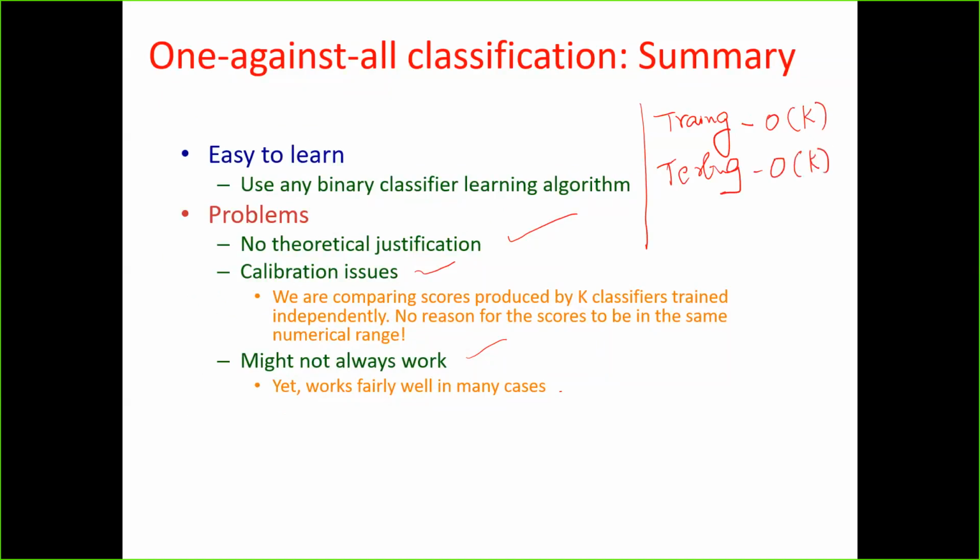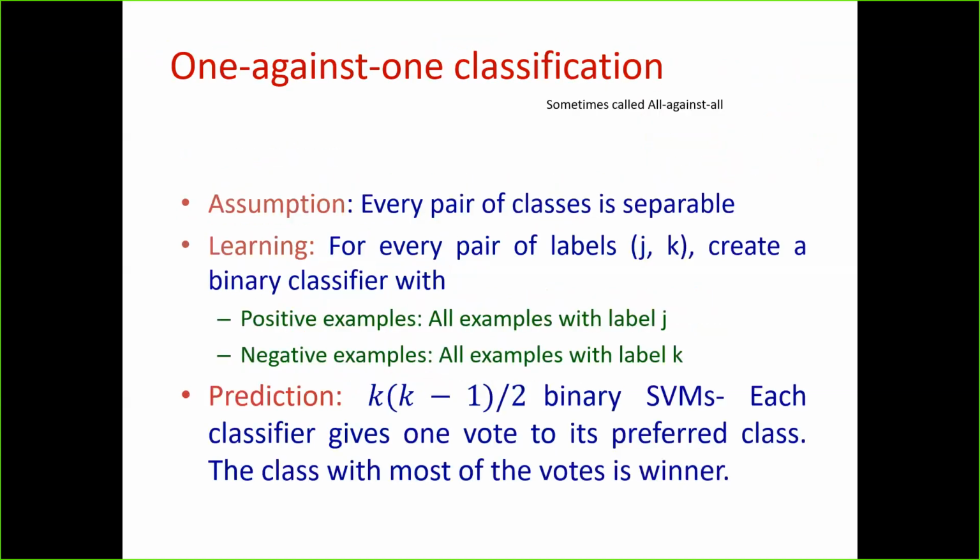So the next one is 1 against 1. From the name, can you guess what it is? It means between every pair of classes, we are learning a classifier or SVM, right? Suppose there are 4 classes, 1, 2, 3, 4. What are the possible pairs? 1 versus 2, 1 versus 3, 1 versus 4, 2 versus 3. Not 16 pairs, 6 pairs. 4C2 is 6.